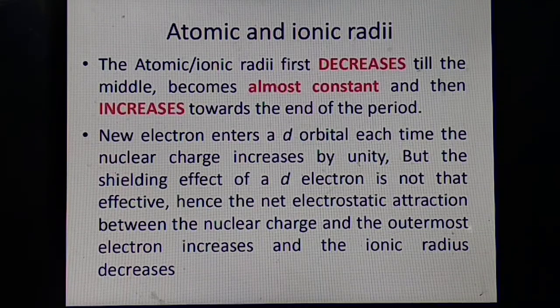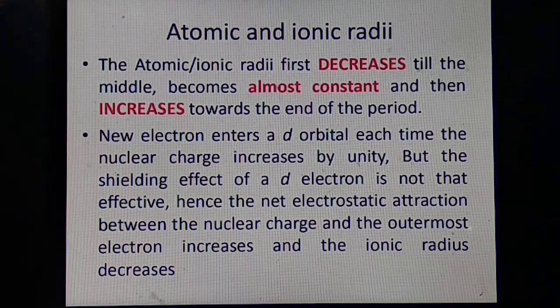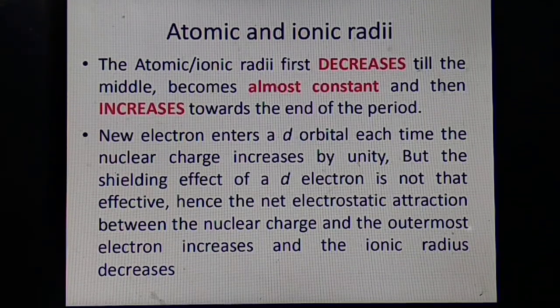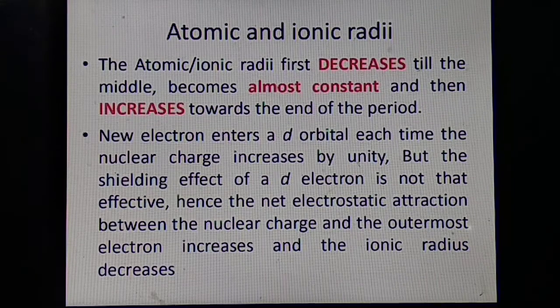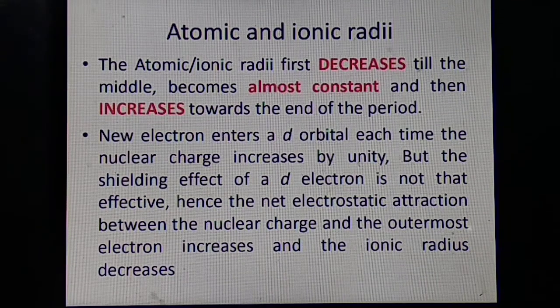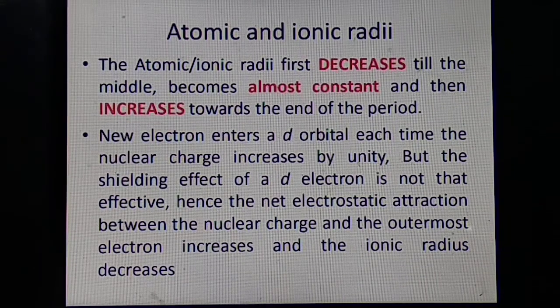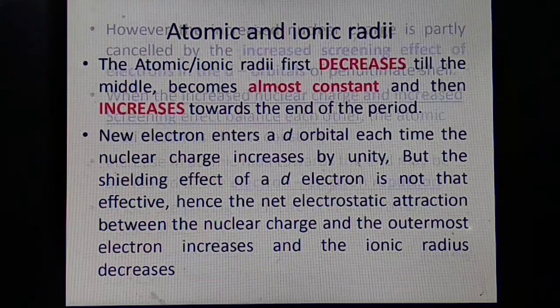That is, the effective nuclear charge increases, while the shielding effect of the d electron decreases. That's why the attraction of the valence electron towards the nucleus increases, so the size decreases. So first of all, the size decreases, as I explained.